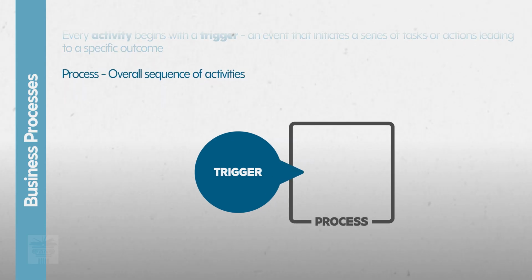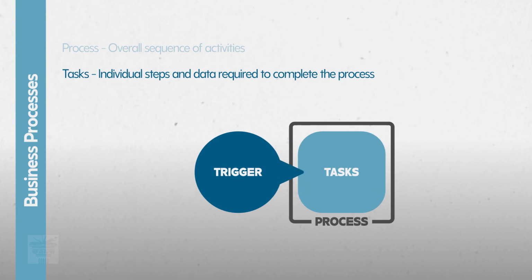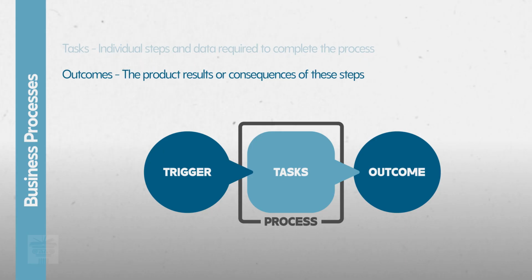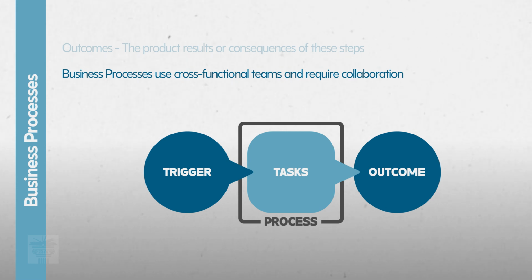The term process refers to the overall sequence of activities, while tasks represent the individual steps and data required to complete that process. Instead of outputs, we use outcomes to emphasize the specific products, results, or consequences of these steps. Business processes often span multiple functional areas or departments within an organization, requiring collaboration to achieve the desired outcome. While every process is unique, the roles and departments involved will vary depending on the specific goal.